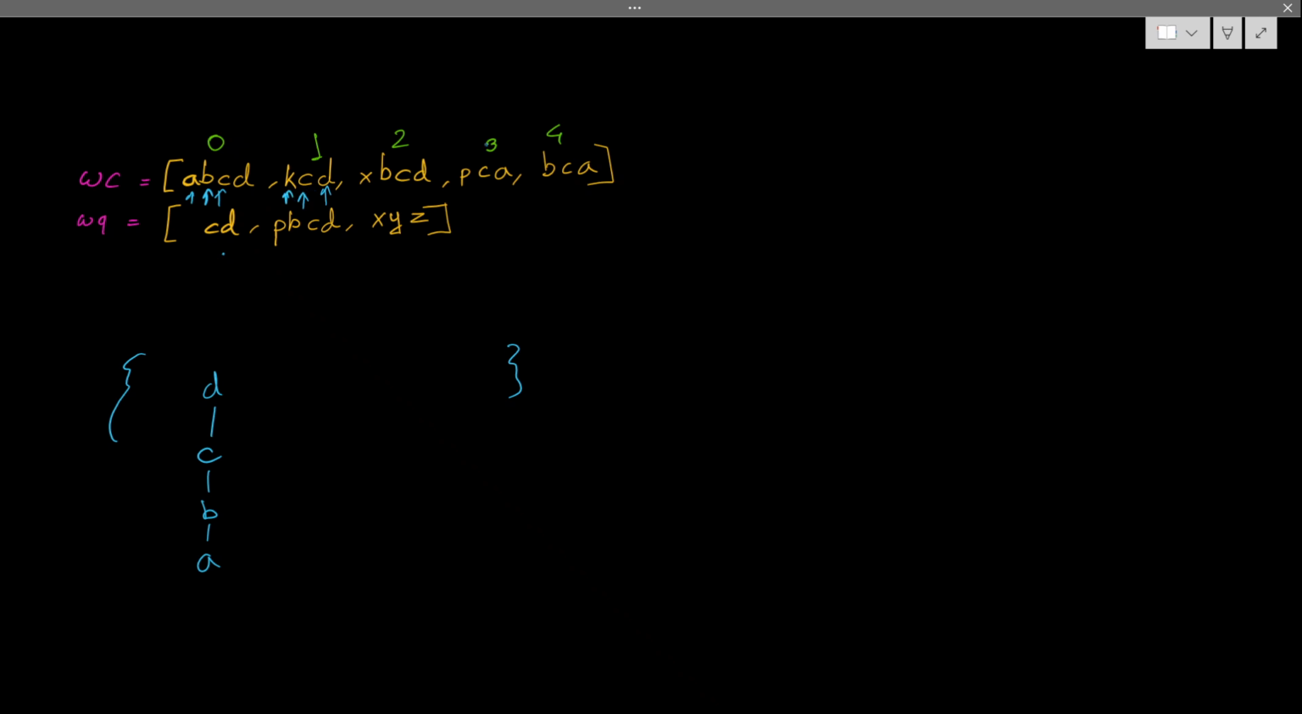Now I have to check K. K should be the child of C. Now is K a child of C? No, right? So I will add K here. K must be the child of C. Okay, fine. Now I will check what?